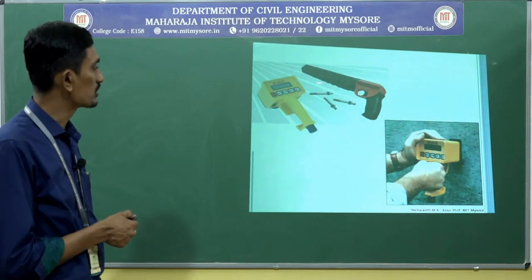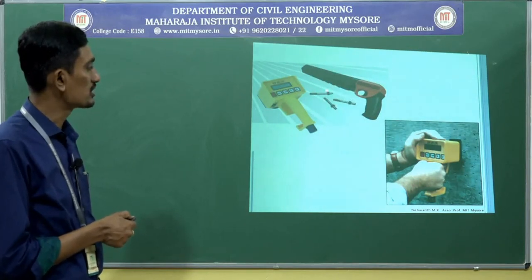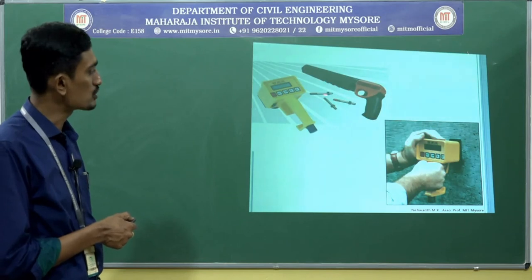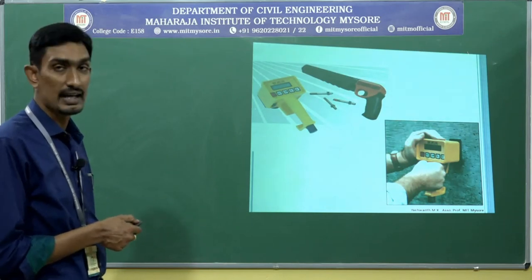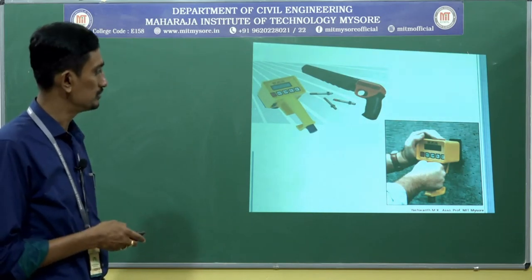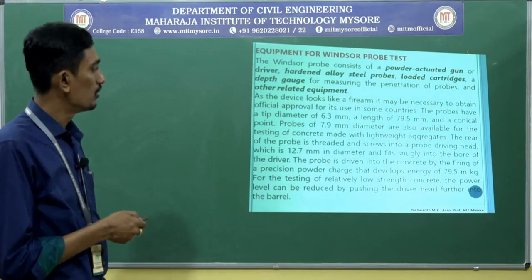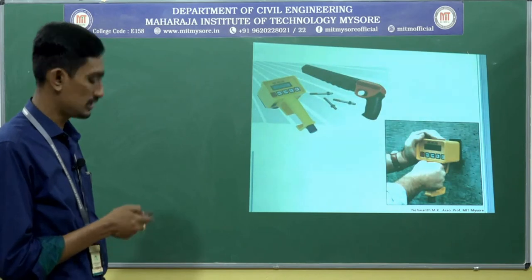So, these are called the steel probes. You can see here, it will have a screw end. Okay. It will be a plain surface. It will have a roughened end. So, this roughened end is just going to penetrate inside the reinforced concrete member. Next, the loaded cartridges. Okay, so these are called the loaded cartridges.